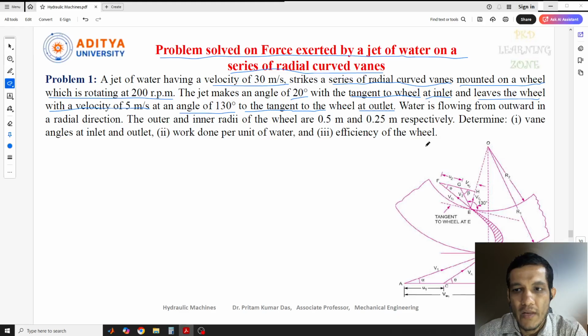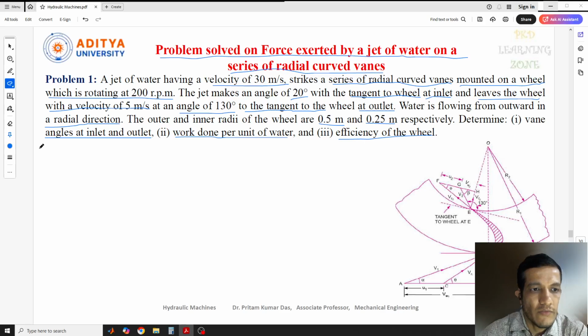Water is flowing in a radial direction, that means from inward to outward. The outer and inner radius of this wheel are 0.5 meter and 0.25 meter respectively. Determine the vane angles at inlet and outlet, the work done per unit weight of water, and the efficiency of the wheel. So these are the three things we need to calculate. First of all, I'll write the data given in this question. So let's write the solution for this problem.